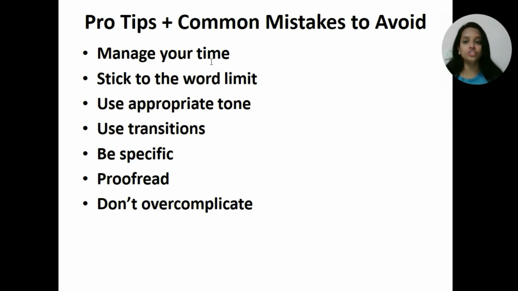First one, manage your time. Plan for a few minutes, then leave time to review. A good split could be 3 to 5 minutes to plan, 18 minutes to write, 2 to 4 minutes to proofread. Kindly make a note of all these tips, okay? And stick to the word limit. Usually 150 to 200 words is ideal for task 1, and use appropriate tone. That is pretty much important.